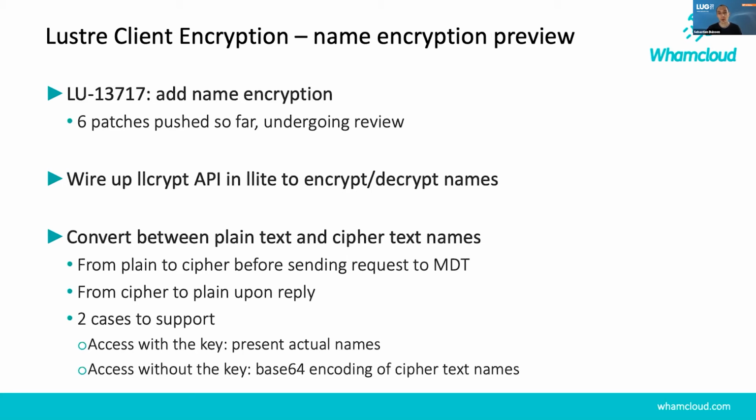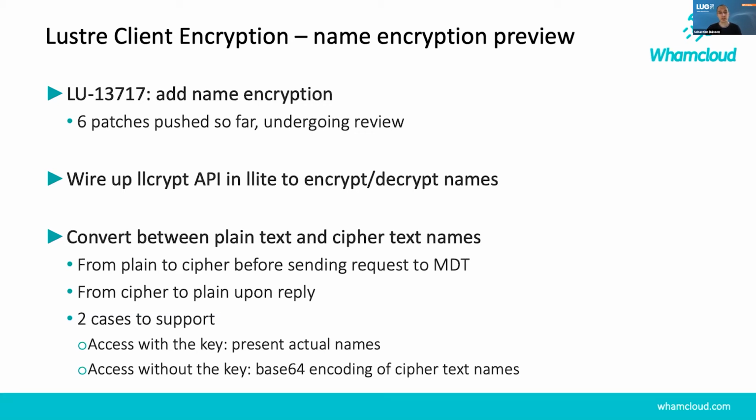Now let's talk about work in progress, that is to say encryption of file and directory names. This work is tracked under LU 13717. Basically, there are 6 patches pushed so far under this ticket, and they are still undergoing review. This work consists in wiring up LLCrypt API in Lustre to encrypt and decrypt names. We have to convert from plain text to ciphertext names before sending requests to the MDT. And we have to convert from ciphertext to plain text upon server reply.